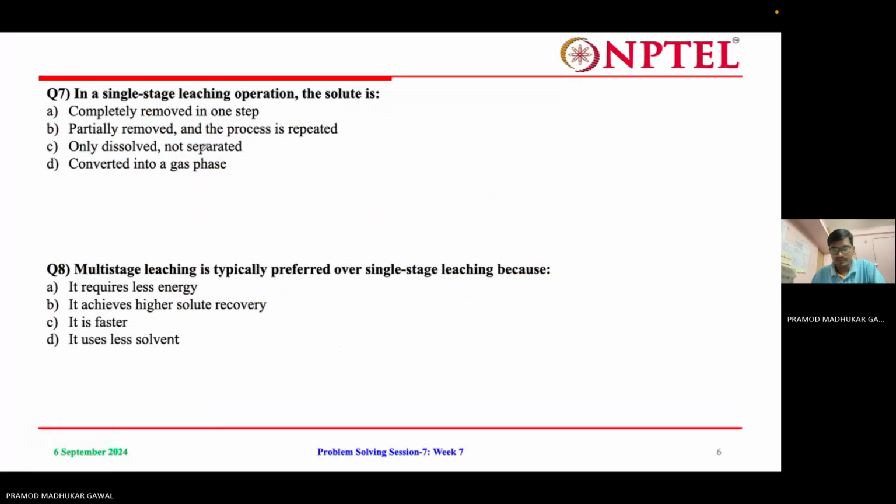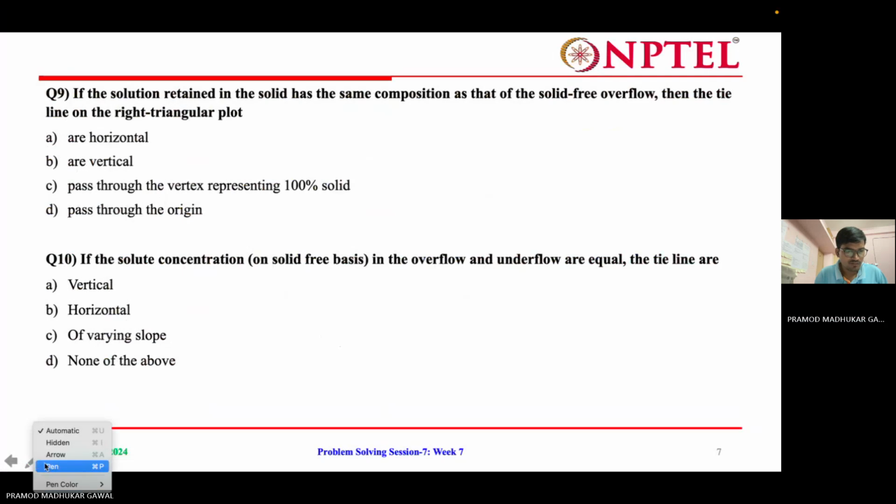Moving to question number 9: if the solution retained in the solid has the same composition as that of the solid-free overflow, then the solute present in the underflow is equal to the solute in the overflow. Then the tie line on the right triangular plot.